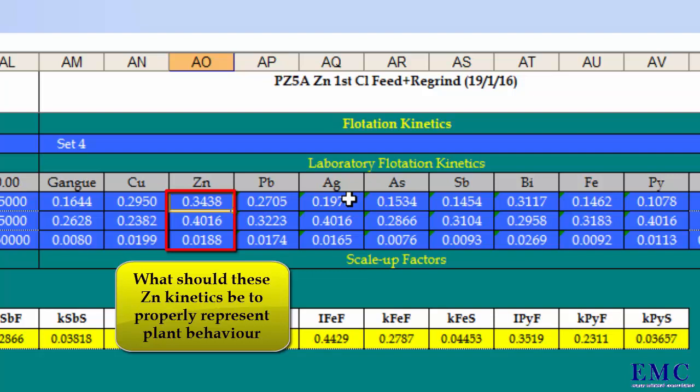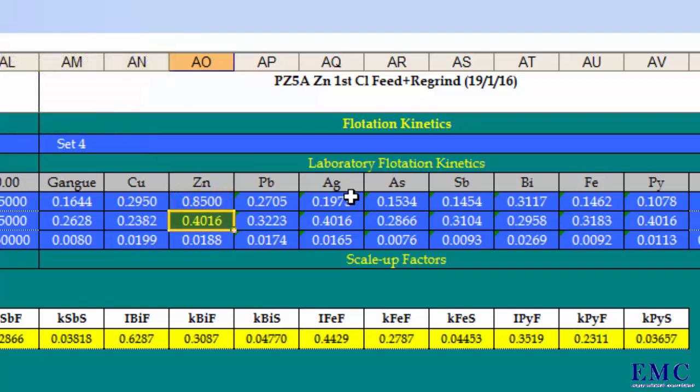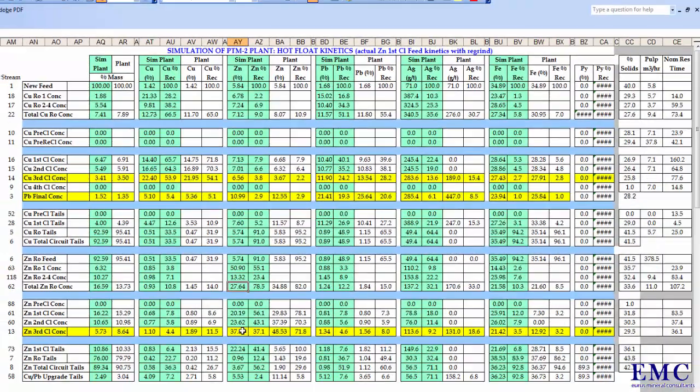Well, from experience I know that across a zinc cleaner the fast floating fraction, and I'm just changing it now, should be 0.85, or 85% of the zinc in the rougher concentrate is well liberated and is easily recoverable. The rate I know should be something like 1 or 1.25, and I'm going to leave the slow rate the same. So having changed that, let's go to the mass balance, and we'll keep our eyes on these columns here. Let's set the simulation in motion and let's see what happens.